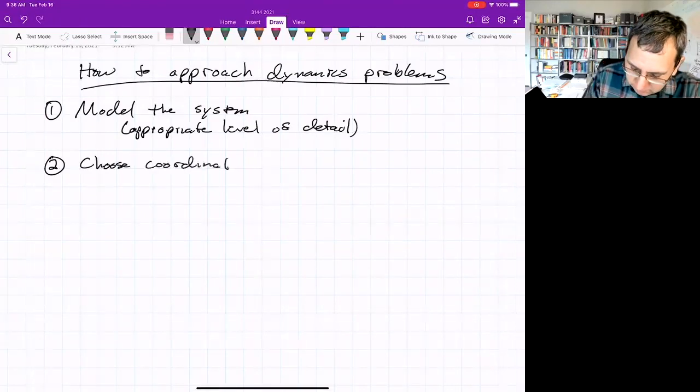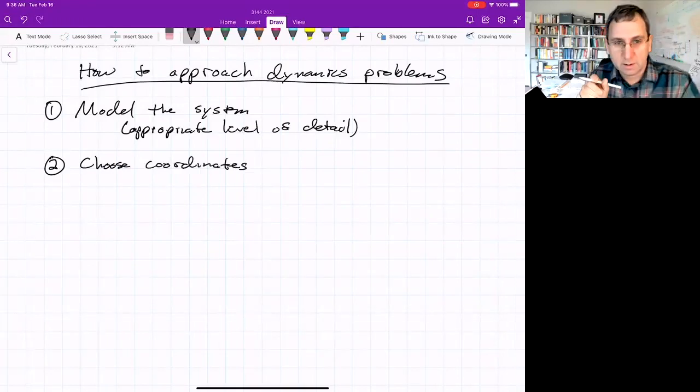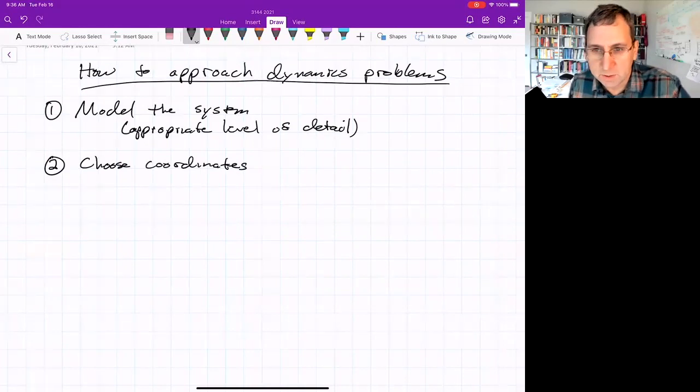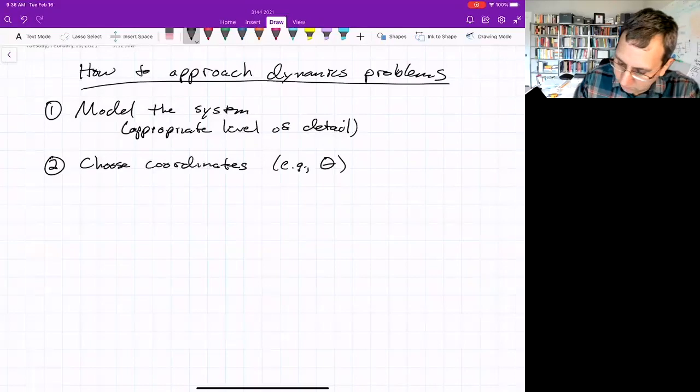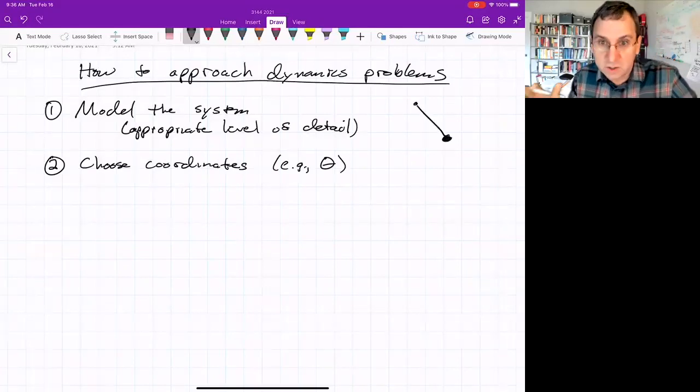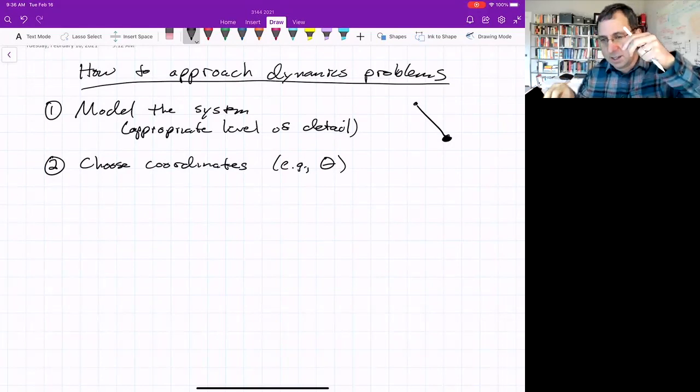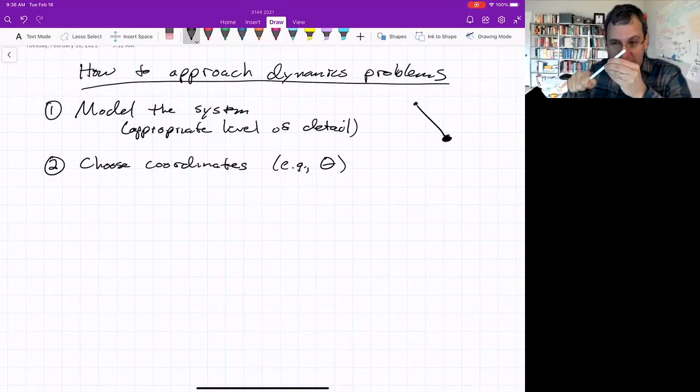So coordinates would be the kinematic variables, like either Cartesian variables like x and y, or maybe angular variables like polar coordinates. So if we were to think of a pendulum, for steps 1 and 2, the appropriate level of detail might be, there's just a mass at the end of a stick, and we consider the stick massless. All the mass is concentrated at a point. So that's what I mean by modeling it.